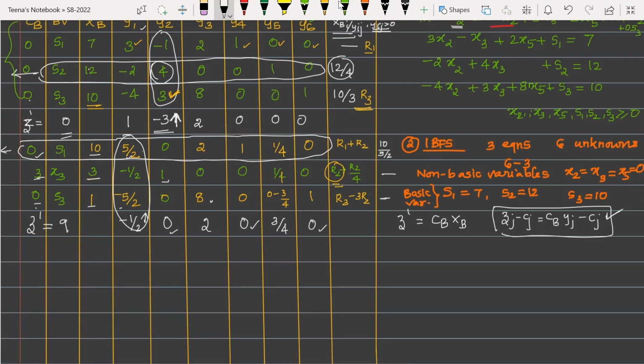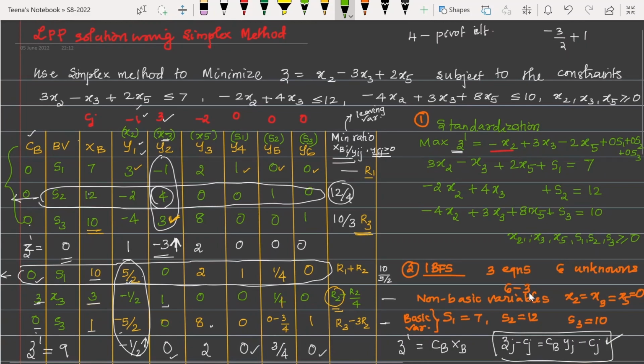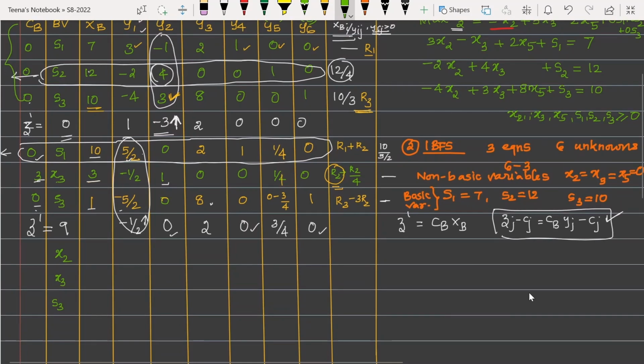Now let us improve the solution. That is S1 will be replaced by X2. This entering column is the column of x2. Then x3 remains in its position. S3 remains in its position. And the cost corresponding to x2, you can see that the cost corresponding to x2 is minus 1. So let us write it here, minus 1. For x3 the cost is 3. For s3 the cost is 0.